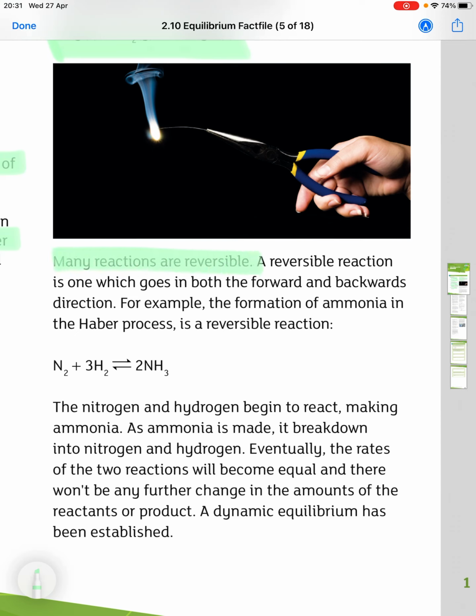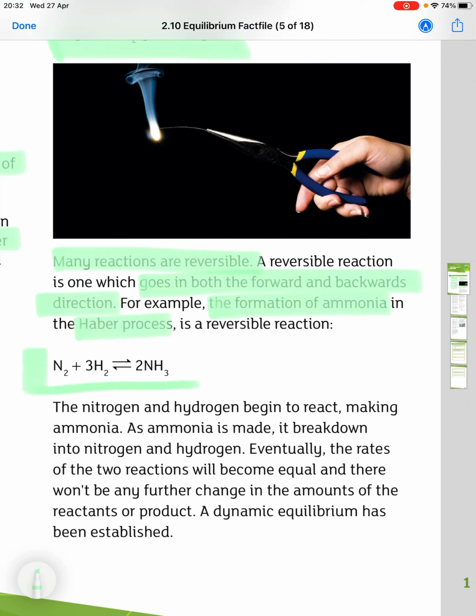However, many reactions are reversible. And a reversible reaction is one which goes in both the forward and backwards direction. So, for example, the formation of ammonia in the Haber process is a reversible reaction. And here we see it, N2 + 3H2. And then this double-headed arrow represents a reversible reaction. And that gives us 2NH3.